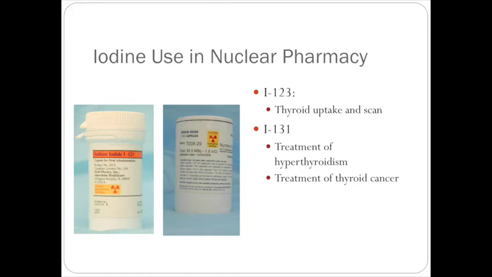The difference obviously is in hyperthyroidism, since we don't want to get rid of all the cells, we give a smaller dose, and in thyroid cancer we want to try to wipe everything out that we possibly can. The doses for those are going to be a whole lot higher.